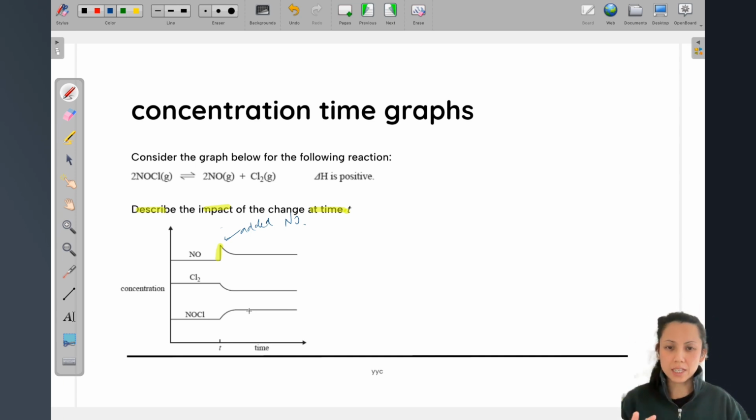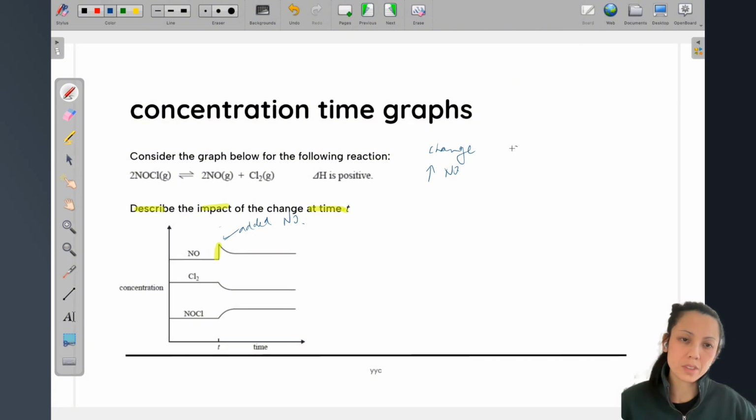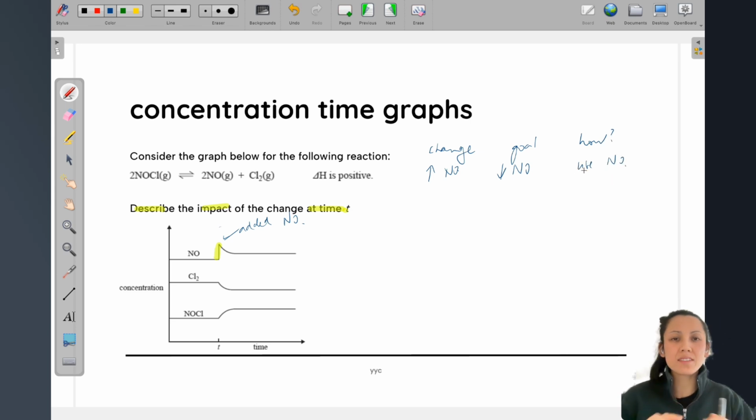So let's do an overall little table to help us identify what's going to happen and then attribute that back to the reaction. The change was that you increased NO. You added NO. Now what you want to happen, let's call it the goal, is to decrease the amount of NO. How will you do that? You want to use the NO. That's irrespective of what the reaction is currently looking like. We know that the aim of the game, and how, according to Le Chatelier, this system is going to respond, is that it's going to use the NO.